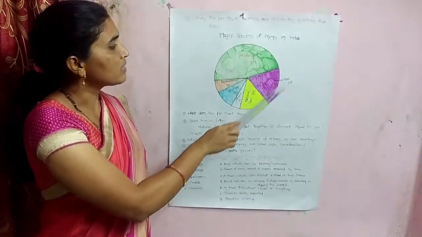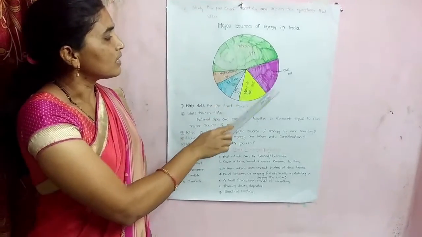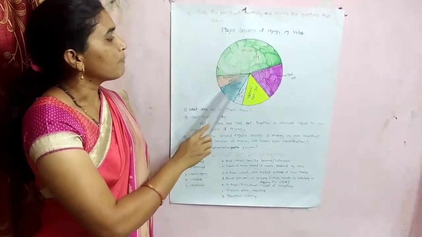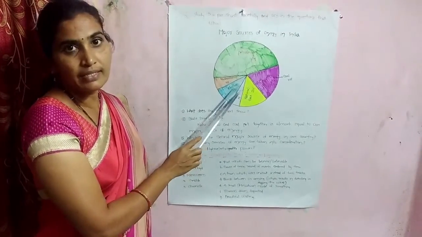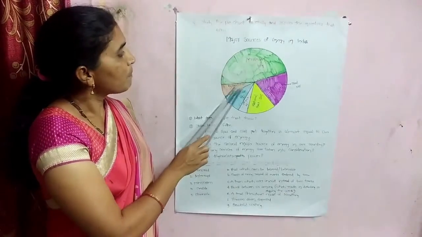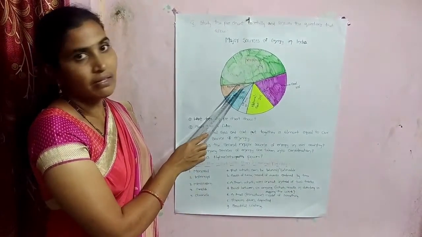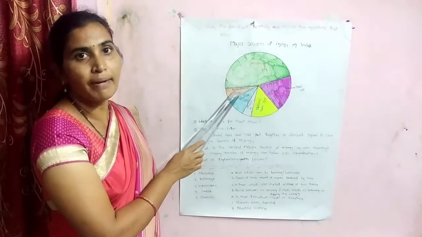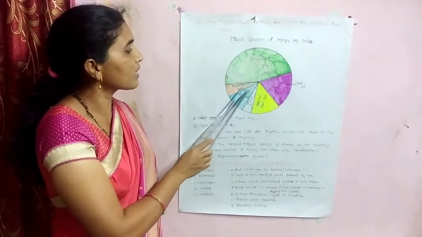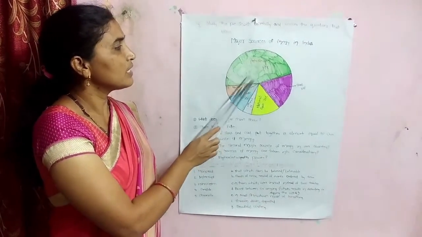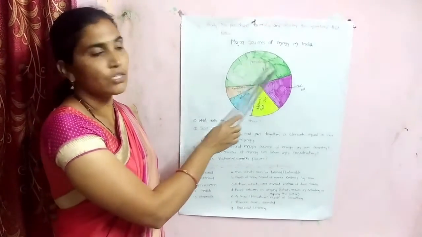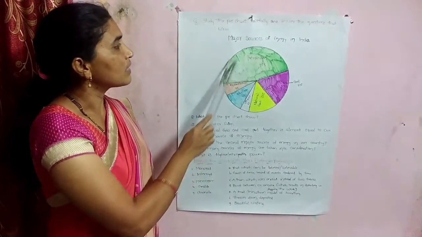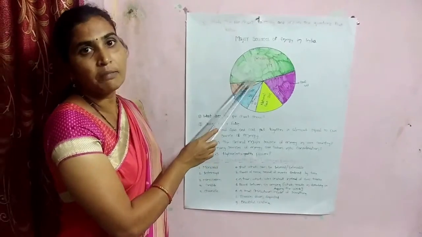So this is a pie chart. This is a circular diagram and the parts are divided into sectors. So each part is like a cake. So that's why it is named as a pie chart. So the sectors are like a pie cake. So that's why this is named as pie chart. And the whole diagram is equal to 100%.